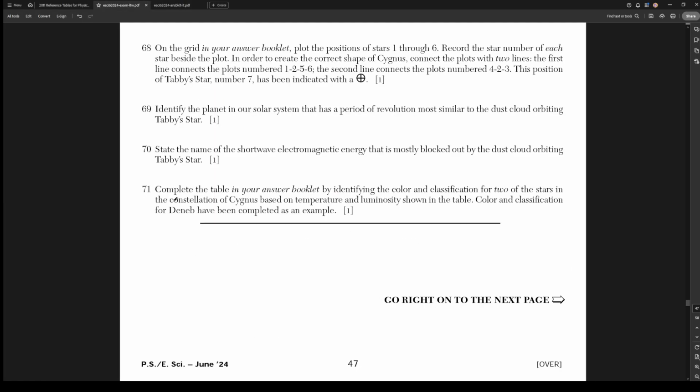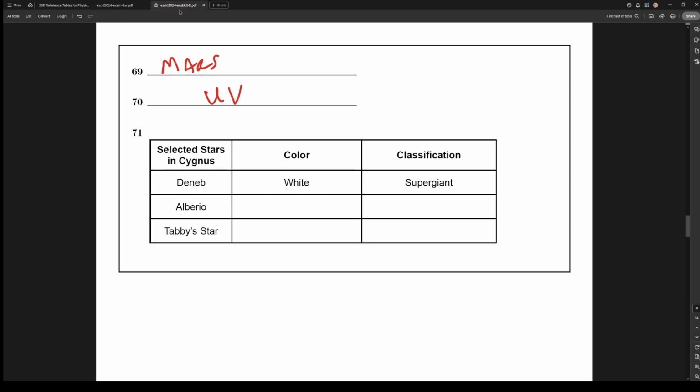Alright, 71. Complete the table in your answer booklet by identifying the color and classification for 2 of the stars in the constellation of Cygnus based on temperature luminosity shown on the graph. Huh? Oh, Albireo and Tabby star.